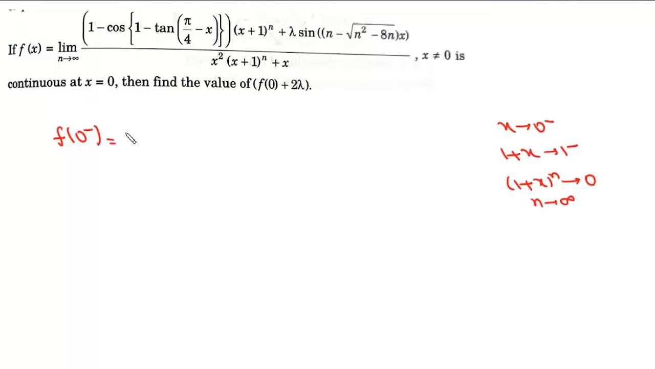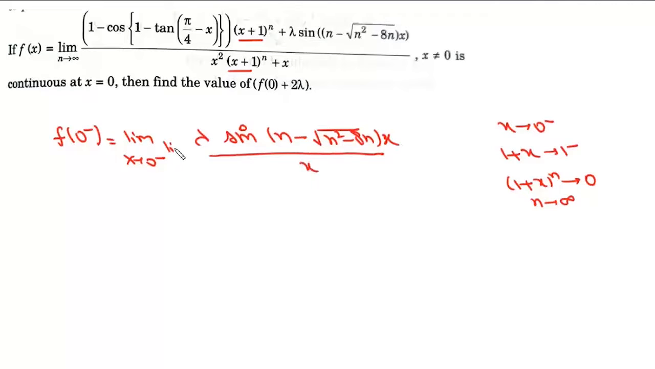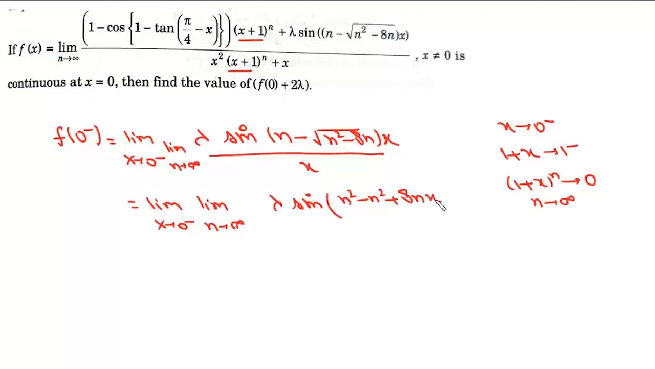So in that case, we can write this as limit x tends to 0 negative. Now in this case, this is 0 and this is 0. So it will be simply lambda sine (n minus under root of n square minus 8n into x) whole divided by x, and it is also given that limit n tends to infinite. Now we rationalize this, we can write this as limit x tends to 0 negative, limit n tends to infinite. Now this is lambda sine, and here it is (n square minus n square plus 8nx) upon (n plus under root of n square minus 8n), and this x is out of this brackets.